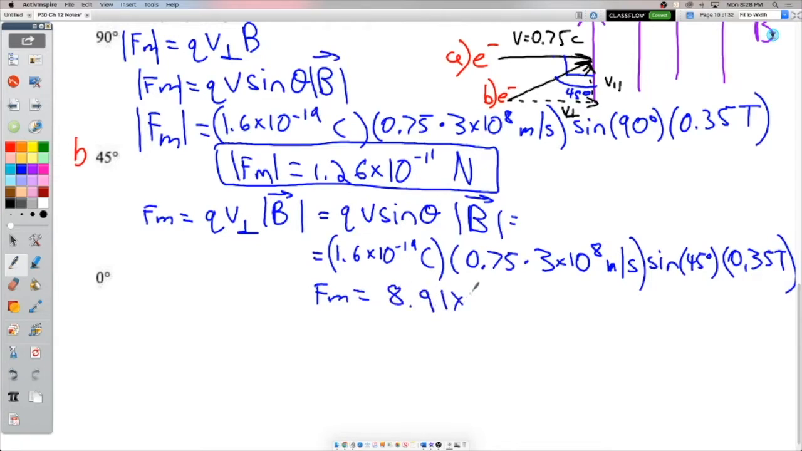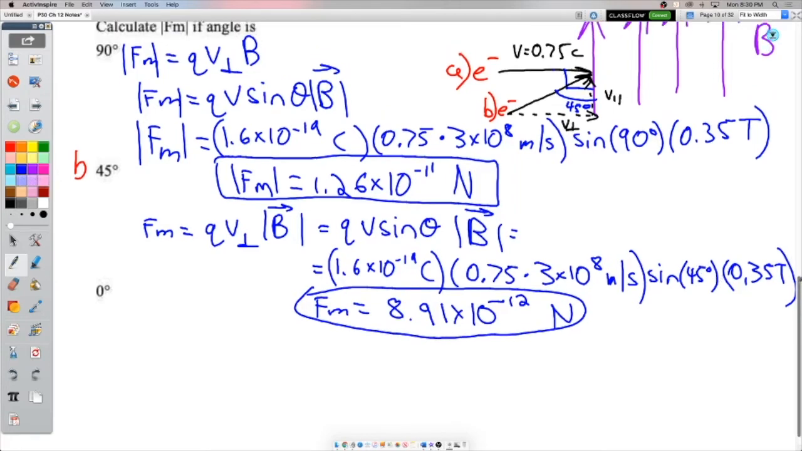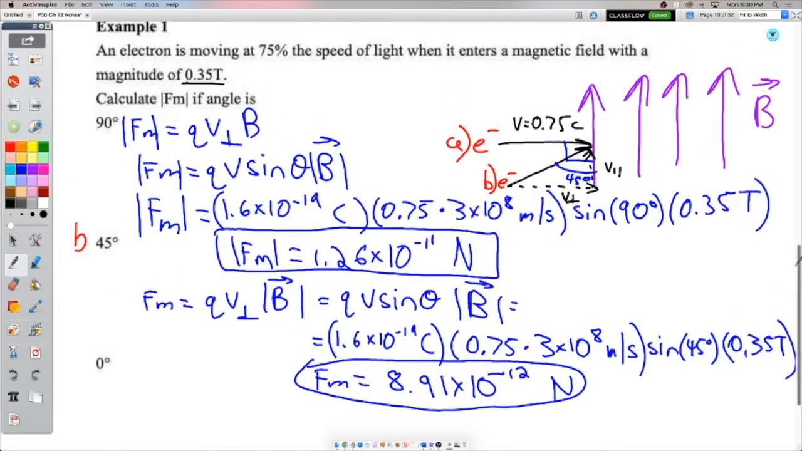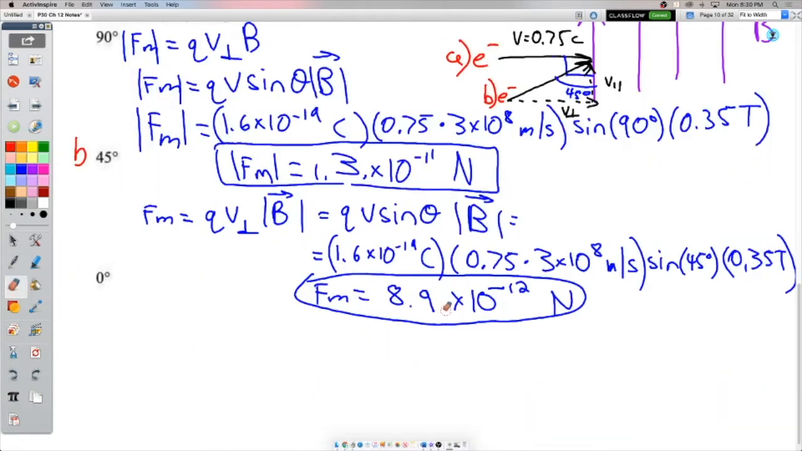8.91 times 10 to the negative 12 newtons. Oops, and I apologize. I think I said sine 45 was 1/2. I'm thinking of sine 30. Sine 45 is 1/√2. Sorry. Just noticed, by the way, too, whoops, I was only supposed to have how many sig digs? 2, right? 2. Okay.